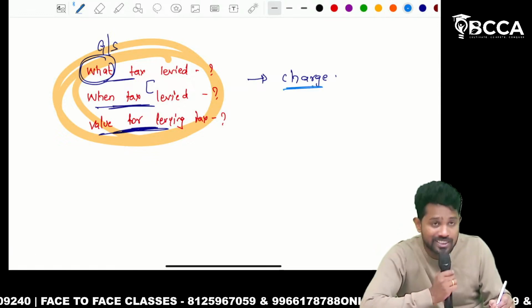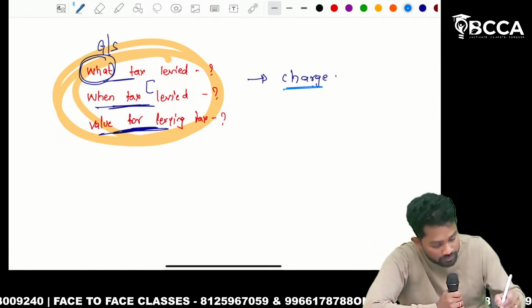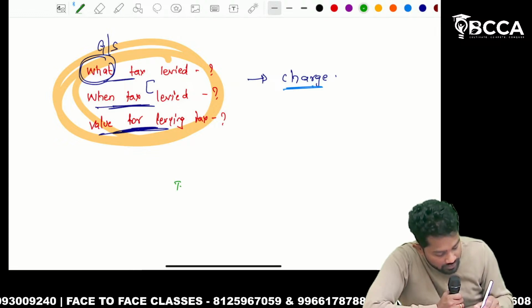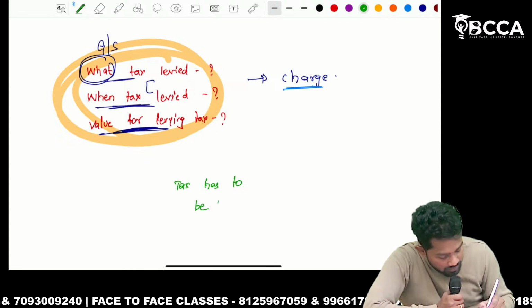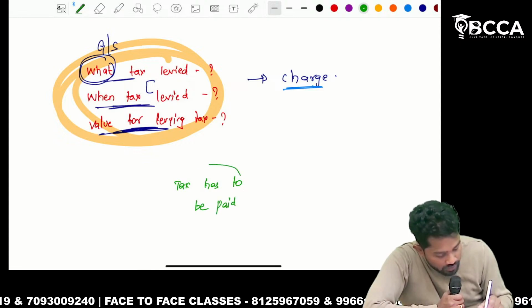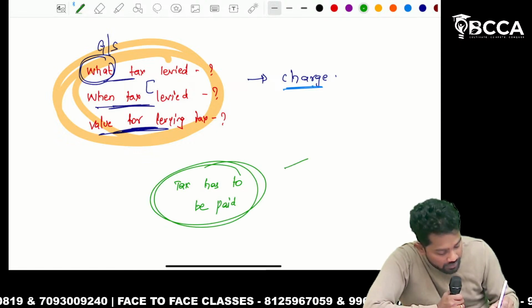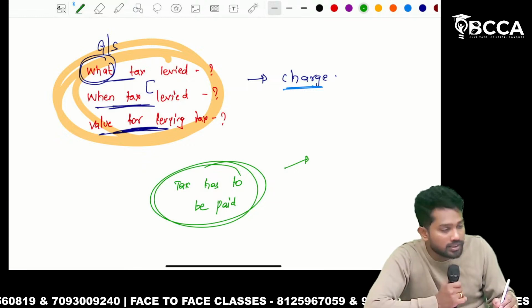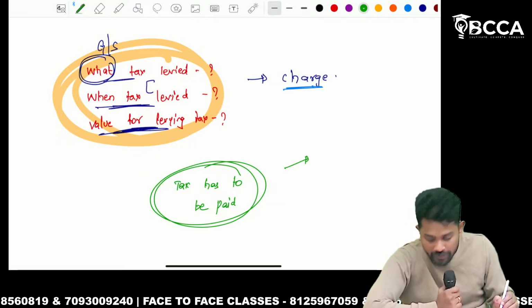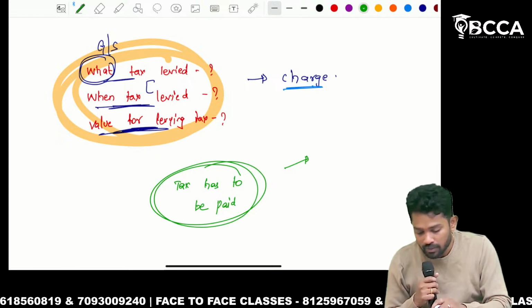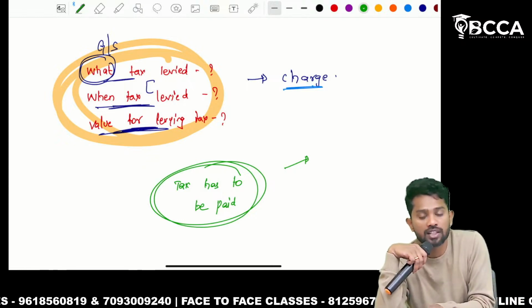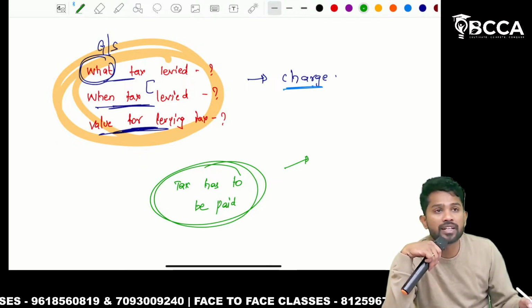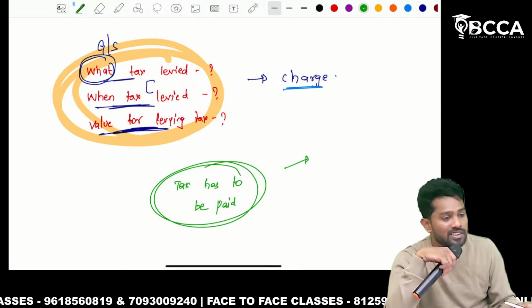Then tax is levied, right? If tax is charged, that means tax is levied. Once tax is levied, such a tax has to be paid. So how does the tax have to be paid? If you remember, income tax can be paid on a self-assessment basis, or income tax can be paid as advance tax, TDS.